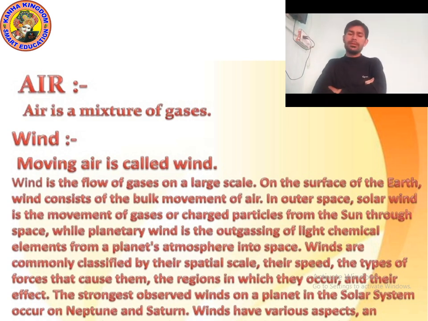Nitrogen is present in abundance, meaning 78% nitrogen is present in air from our atmosphere, and oxygen is present 21%. The remaining 1% is other gases like carbon dioxide, argon, hydrogen, helium. Carbon dioxide amount is only 0.03%.